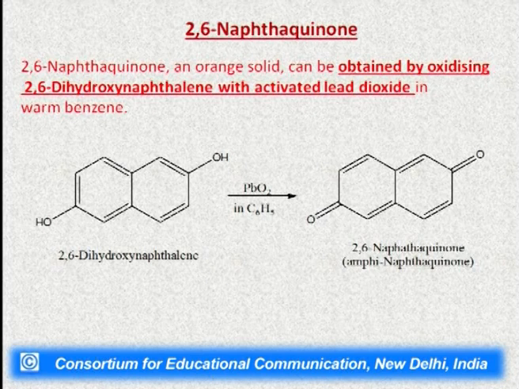Now comes the third isomer of naphthaquinone, which is 2,6-naphthaquinone, also called amphi-naphthaquinone. It is prepared from 2,6-dihydroxynaphthalene. It undergoes oxidation in the presence of activated lead dioxide in warm benzene, and we will get here the oxidation product which is called 2,6-naphthaquinone. It is an orange solid.